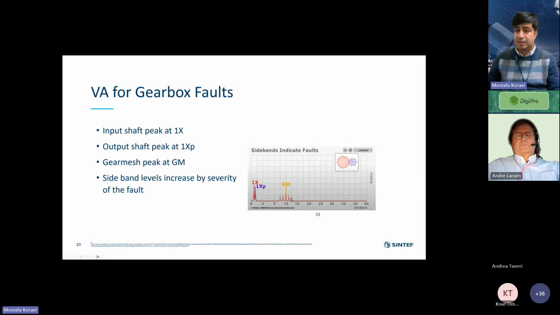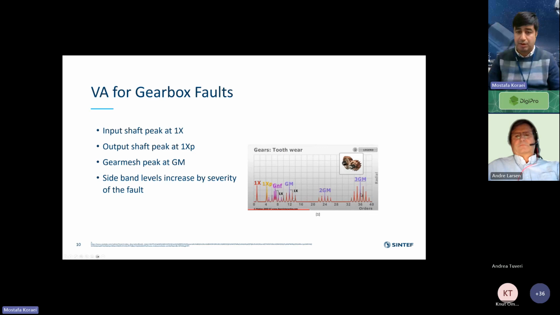In gearboxes, we have another kind of spectrum. For example, in this gearbox, 1x is the input shaft peak, and 1xp is the shaft peak at the output frequency, and we have a gear mesh frequency with some sidebands that usually are quite low. But if we have a problem, then this gear mesh frequency can be duplicated or go to third or fifth harmonics with higher sidebands. And if we have a resonance there, then we have a natural frequency coming as well. So we can detect several different problems based on the spectrum.